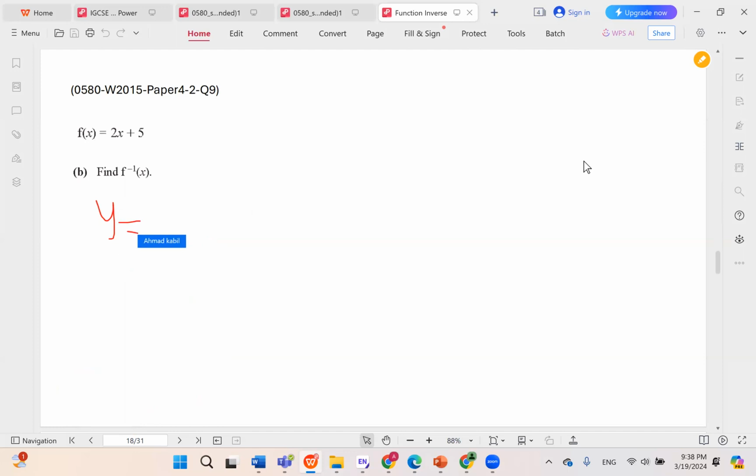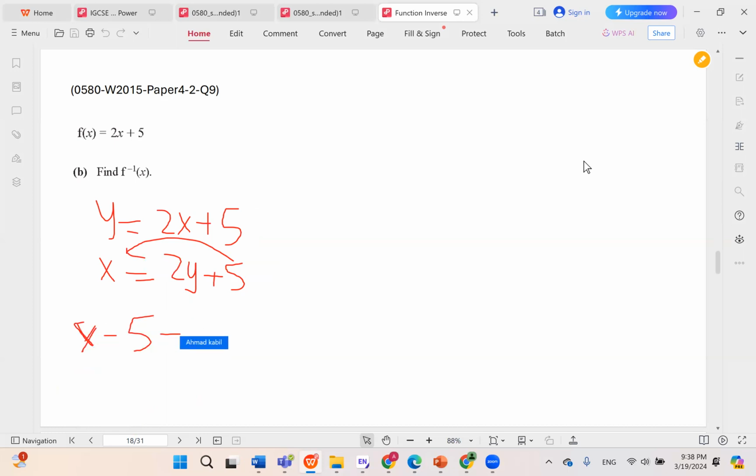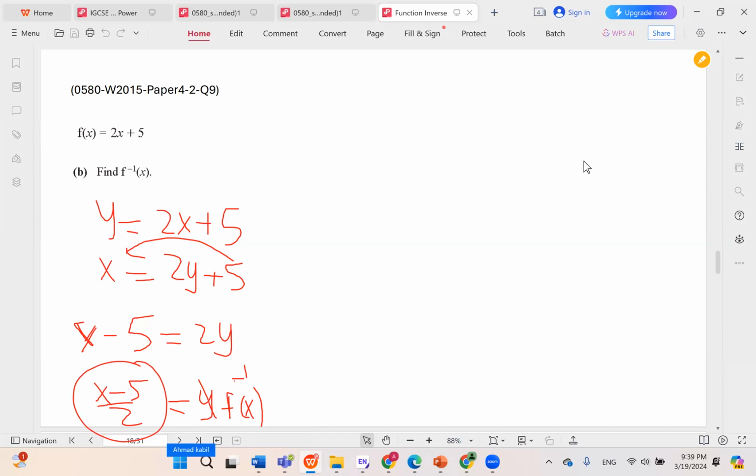Y equals 2x plus 5. First we flip the y and the x, excuse me. X equals 2y plus 5, and then we take the 5 to the other side. We get x minus 5 equals 2y. We divide by 2, so y equals x minus 5 over 2, and we replace y with f inverse of x. And this is the final answer here, x minus 5 over 2.